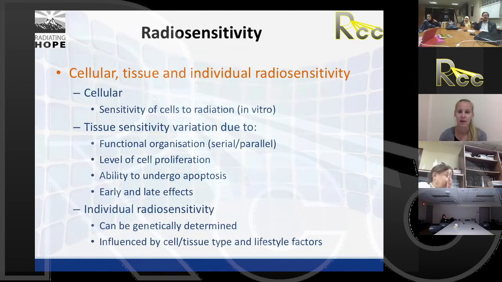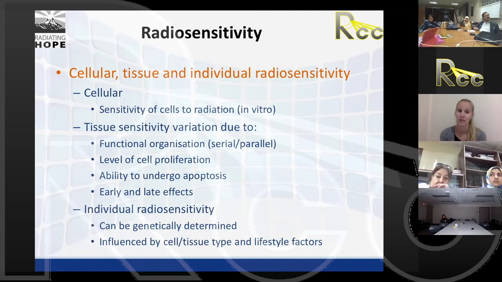The last one of the 5 R's is radiosensitivity. Here we look not only at a cellular level, but we look at tissues and the individual as a whole in terms of their radiosensitivity. At a cellular level, there are obviously different sensitivities of cells to radiation, and we can measure that in vitro. We'll put cells in a petri dish and we'll irradiate them and see what happens. But then we need to think of the bigger picture and look at individual tissue sensitivities.